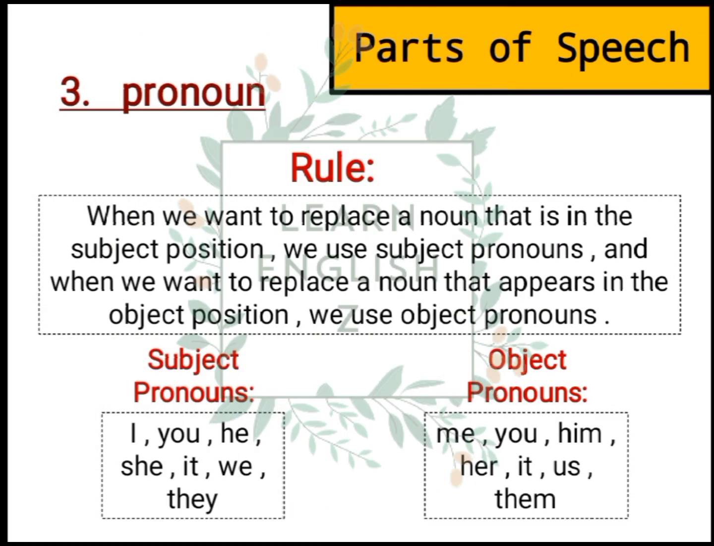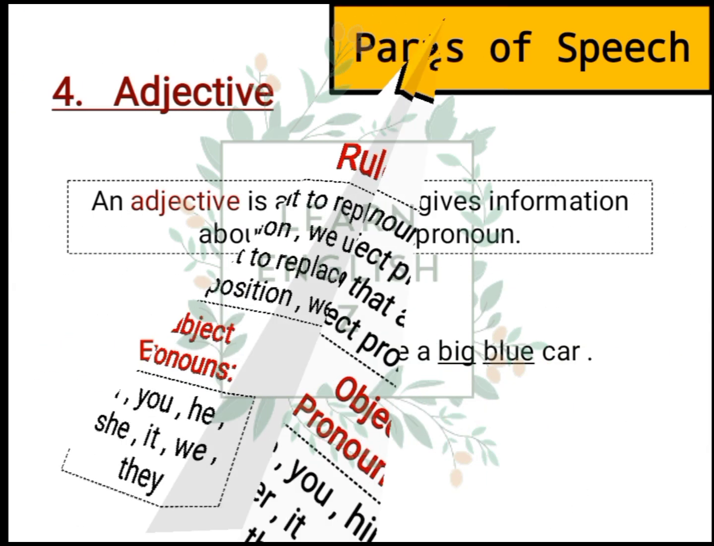When we want to replace a noun that is in the subject position, we use subject pronouns: I, you, he, she, it, we, they. And when we want to replace a noun that appears in the object position, we use object pronouns: me, you, him, her, it, us, them. Now, there are other pronouns, but we will talk about them in more detail in the lesson on pronouns. This is just an overview.